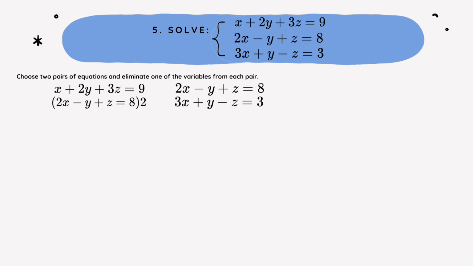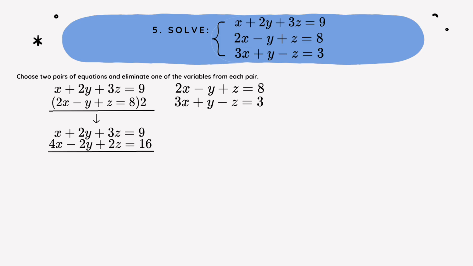So here are the pairs we chose. Let's solve the first pair first. This time, we'll eliminate y. And to do that, we have to multiply the second equation by 2. And to eliminate y, we have to add the two equations. So, makakancel na ngayon si y and magkakaroon tayo ng bagong equation. 5x plus 5z equals 25. Let this be our equation number 4.